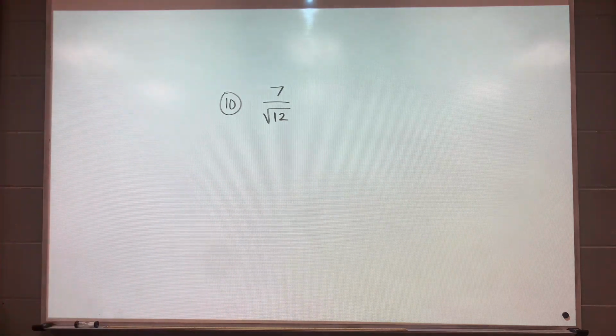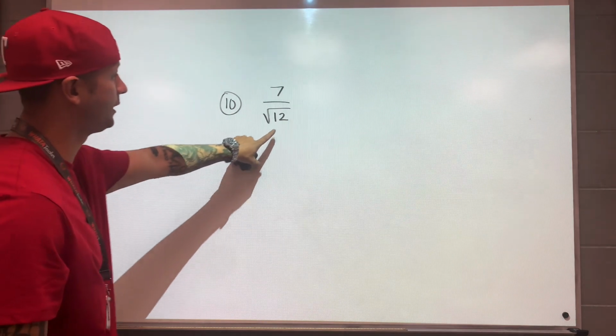Feels like we're flying through these. These should be pretty quick. If I'm going too fast, just pause the video and see if you can work it out for yourself. But 7 over root 12, rationalizing the denominator.